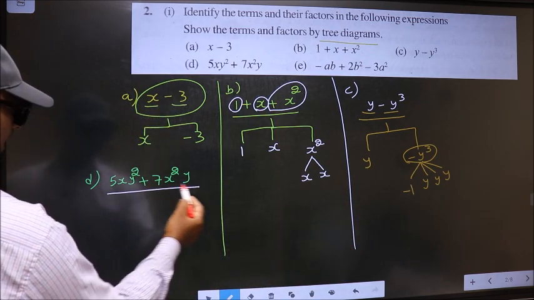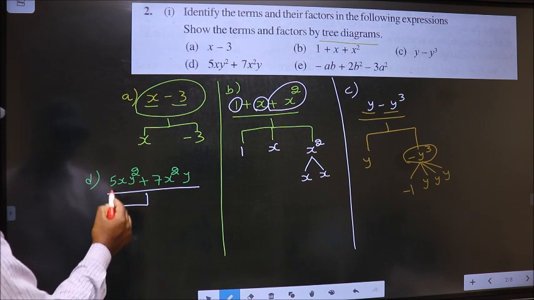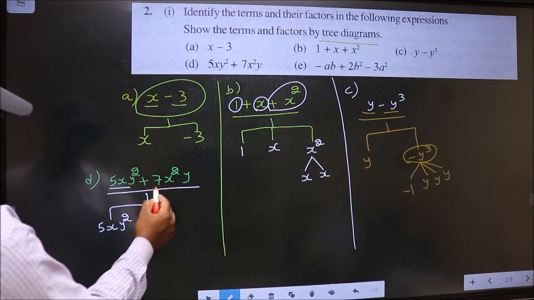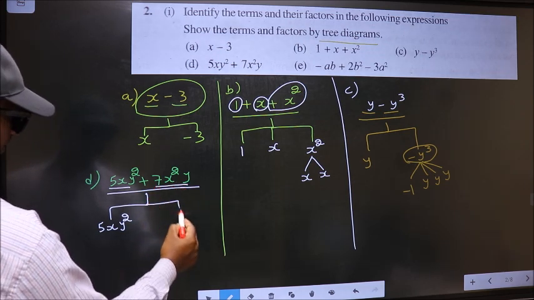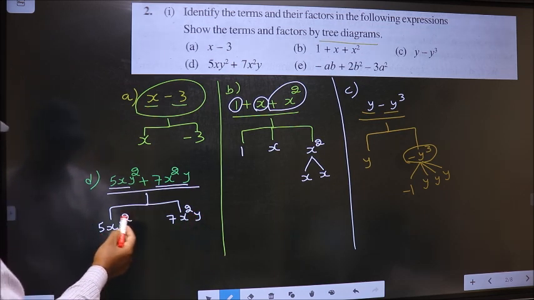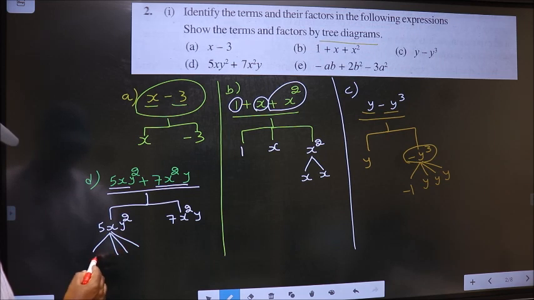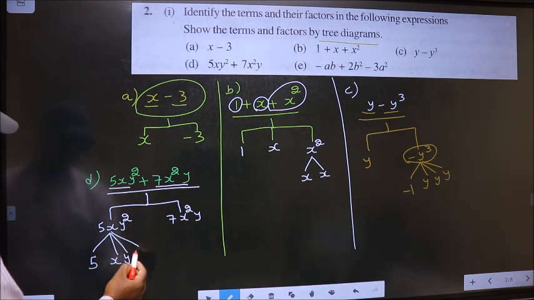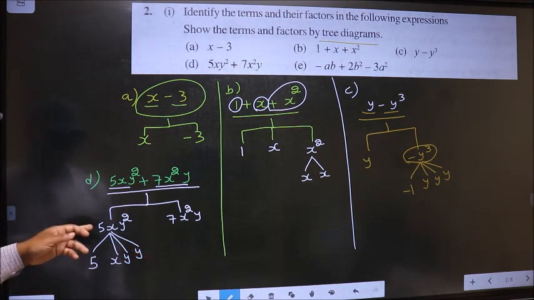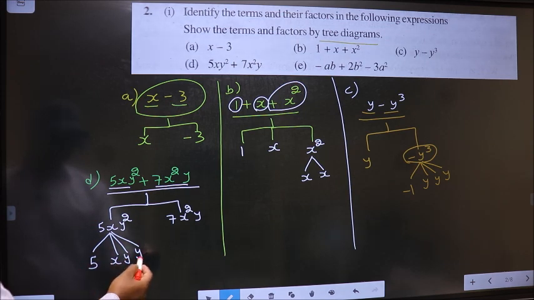In this expression, the terms are this 5xy square and this one 7x square y. Now to get this, what all should we multiply? We should multiply 5x, and to get y square we should multiply y and y. When we multiply all these 4, we get this. So these 4 are the factors of this one.